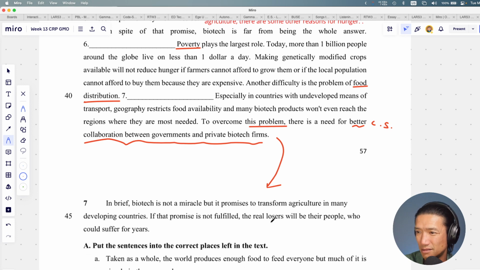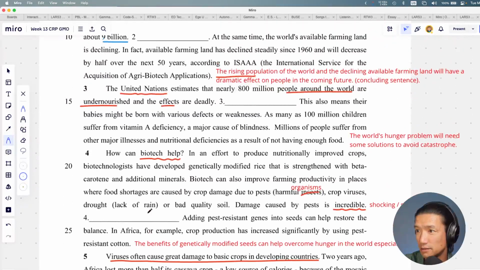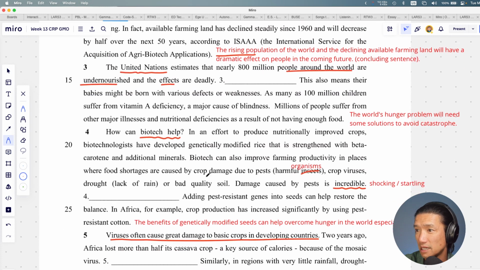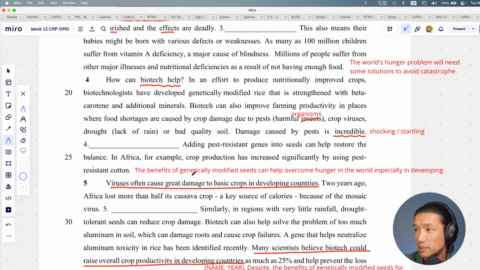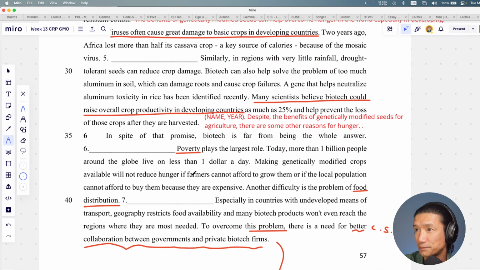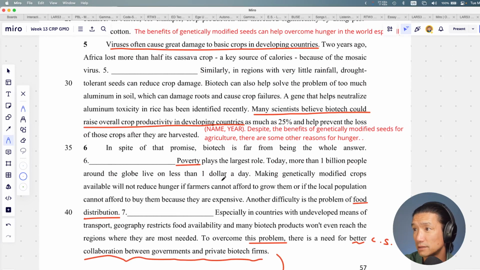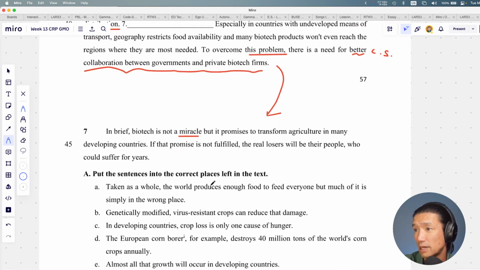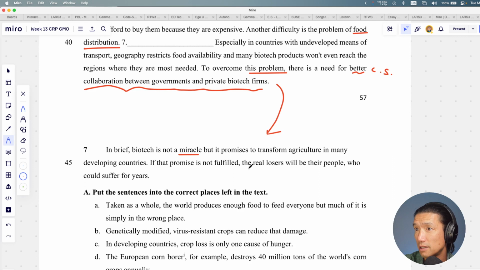I would mention what these miracles are. Biotech is not a miracle, but in many developing countries, it can strengthen. It could fortify different foods like rice by adding nutrients. It can help farmers withstand droughts and pesticides. What else can it do? Yeah, I would mention some of those things. However, despite these promises, there are still issues, including poverty and problems with food distribution.